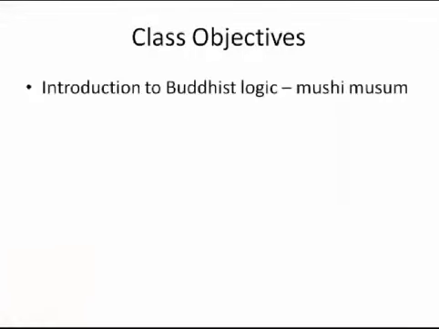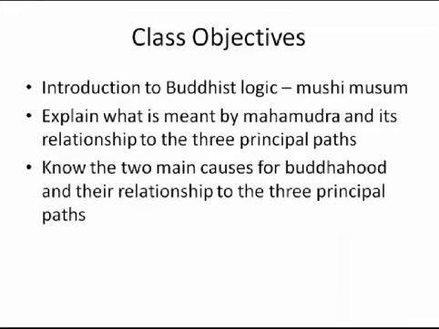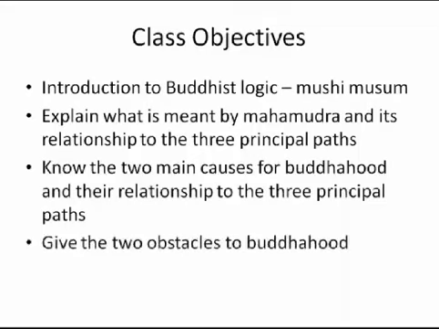In this class, we're going to begin with an introduction to Buddhist logic called Mushi Musum. At the end of this class, you should be able to explain what is meant by Mahamudra and its relationship to the three principal paths, and use Mushi Musum to show the relationship between the Mahamudra and the three principal paths. You'll also know the two main causes for Buddhahood and their relationship to the three principal paths, and you'll be able to give the two obstacles to Buddhahood.